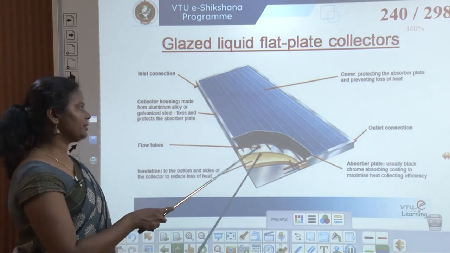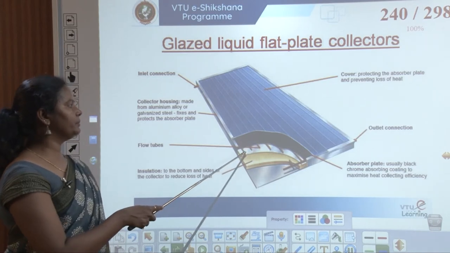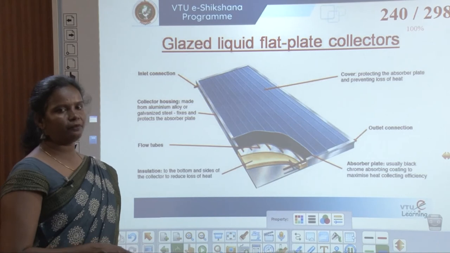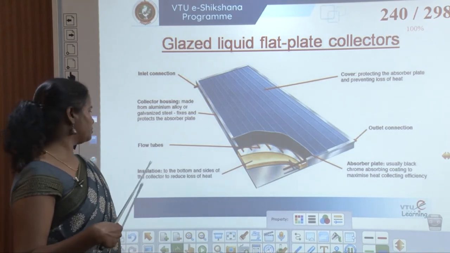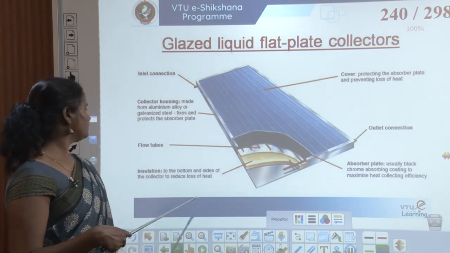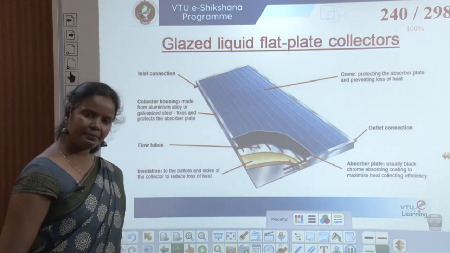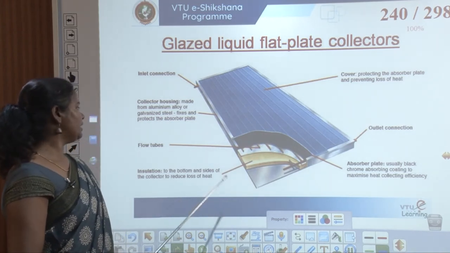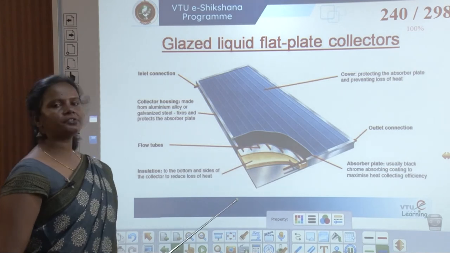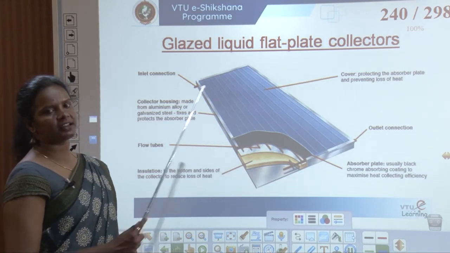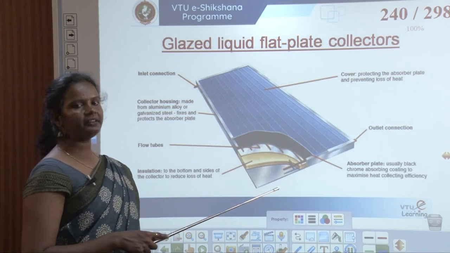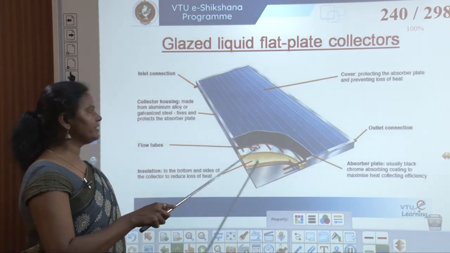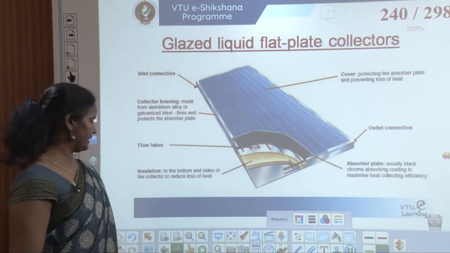Then below the absorber plate or inside the absorber plate, flow tubes are provided, pipes where water is allowed through. Insulation is also provided below the absorber plate, at the bottom and sides of the collector, to reduce loss of heat. Insulation is again to reduce the loss of heat to the bottom of the absorber plate. So likewise it is protected on all sides.